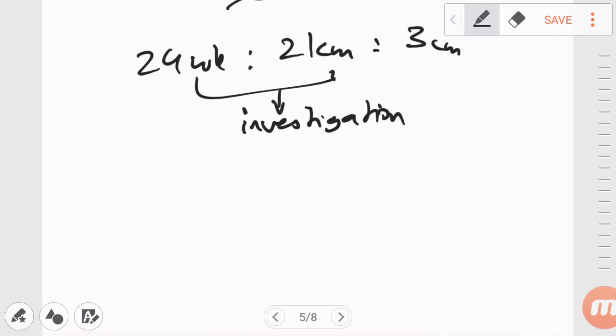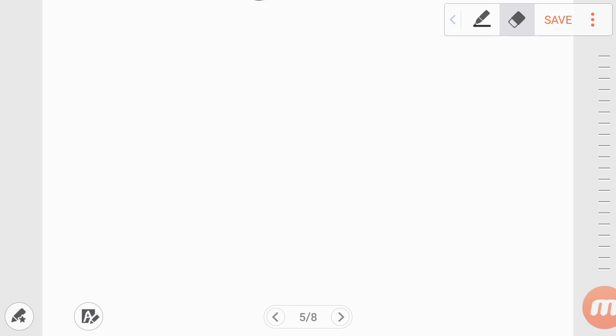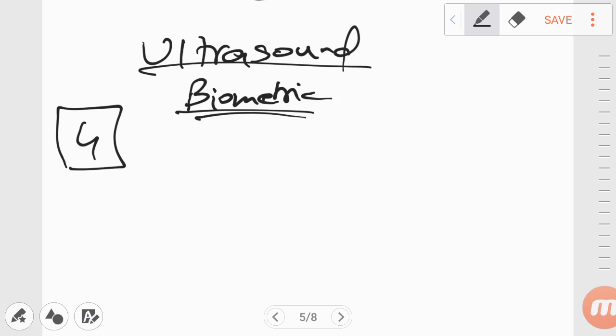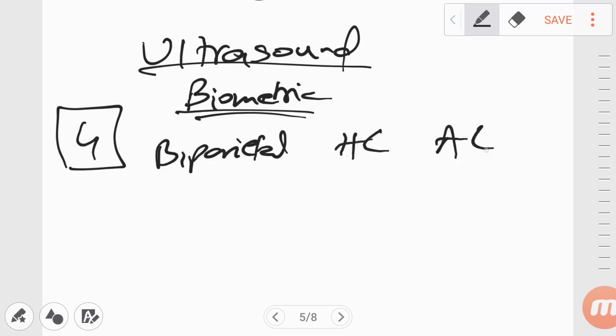So then the confirmatory investigation is what? The confirmatory investigation is ultrasound. Right. So in ultrasound, what are the things that we check? Previously, I mentioned to you that we have to calculate estimated fetal weight using biometric measures, and these are those biometric measures that we have to do now using the ultrasound. So what are those? There are 4 of them, namely, first of all, biparietal diameter, and then head circumference, abdominal circumference, and femur length.